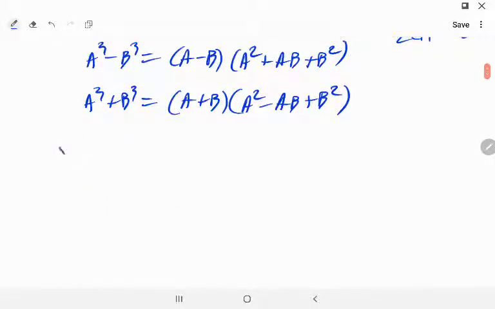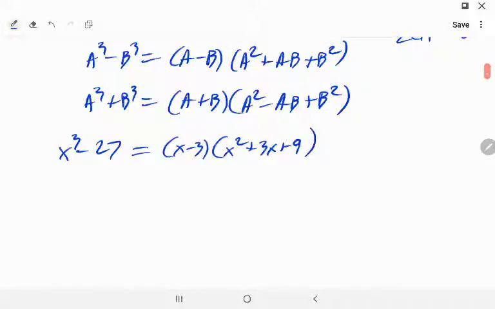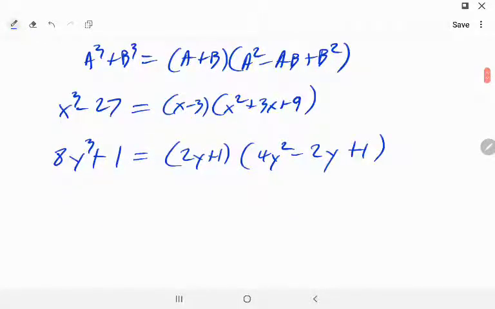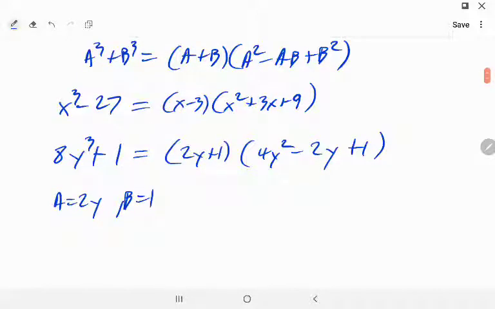If we had x cubed minus 27, that would be x minus 3 times the quantity x squared plus 3x plus 9. If we had 8y cubed minus 1, actually if we get 8y cubed plus 1, we'd get 2y plus 1 times 4y squared minus 2y plus 1. And we're letting a be 2y, we're letting b equal 1, and we get 2y plus 1, a plus b, and then we get a squared is 4y squared, minus ab gives us the 2y, plus b squared gives us the 1.